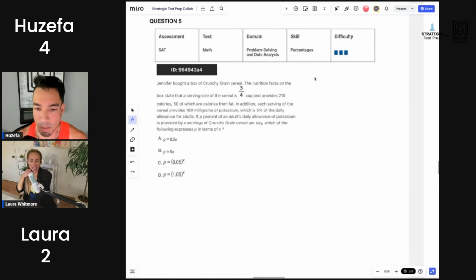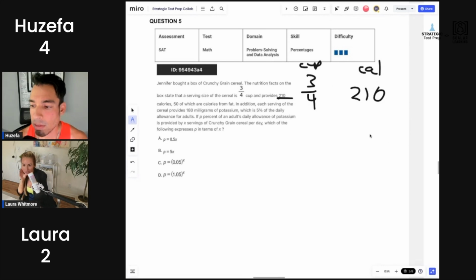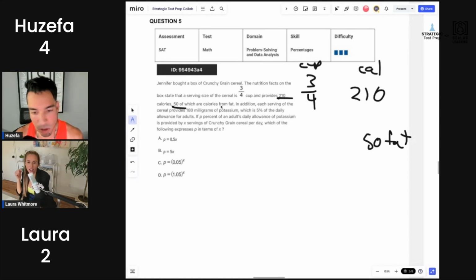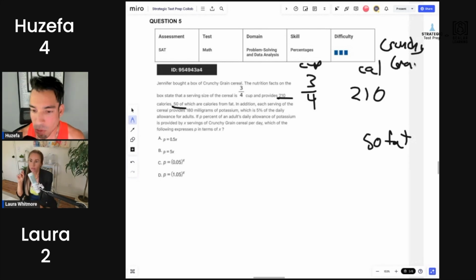Jennifer bought a box of crunchy grain cereal. It states that the serving size is 3/4 cup and it provides 210 calories. Okay, hold on. So we'll say, I'm just going to write this out, calories. And then 50 of which are fat, 50 fat. And this is, by the way, just my process. When I'm reading it with all these numbers and all this stuff, I like to break it down so I can get a better idea of what's going on, just assimilating the data in a way that's comfortable for me. So this is crunchy grain.